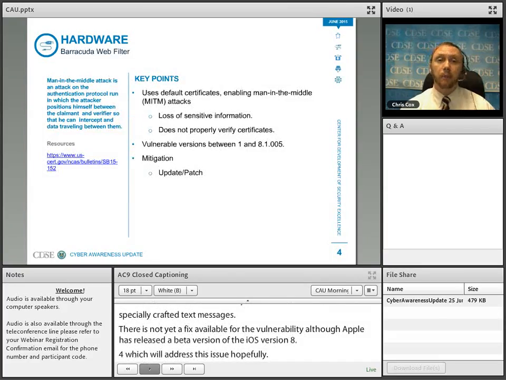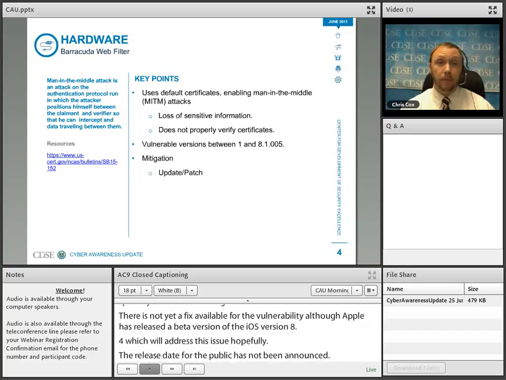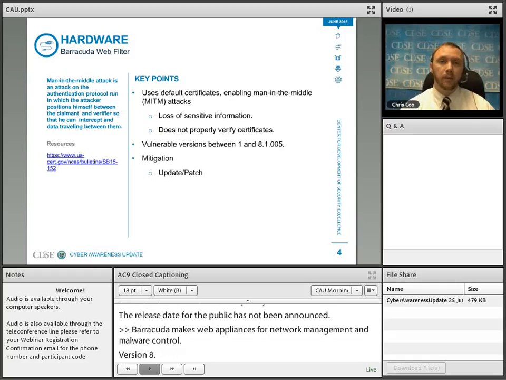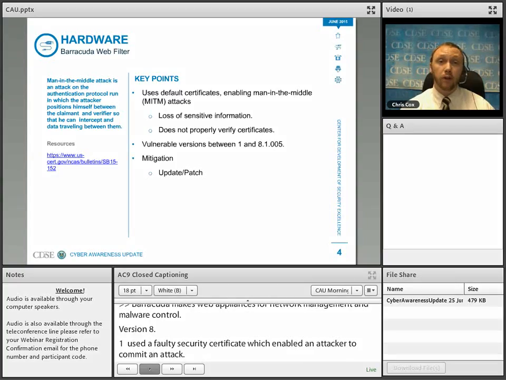Barracuda makes web appliances for network management and malware control. Version 8.1.005 and below use default security certificates, which enabled an attacker to commit a man-in-the-middle attack. In other words, the attacker could intercept data traveling across your network. An update is available from the vendor, so the firmware should be updated as soon as possible.